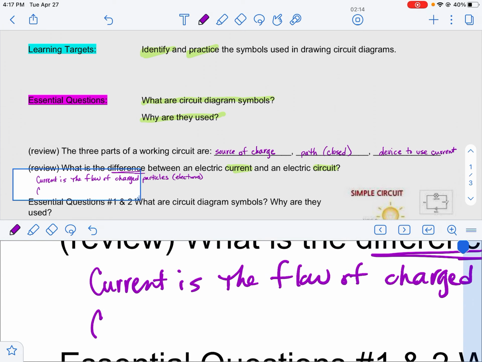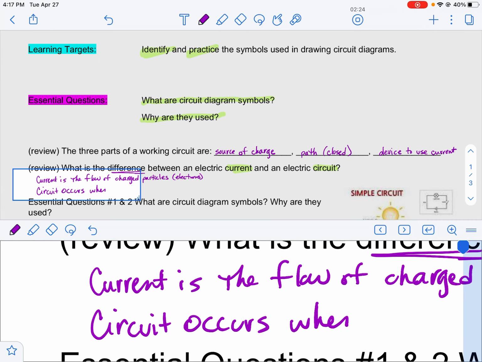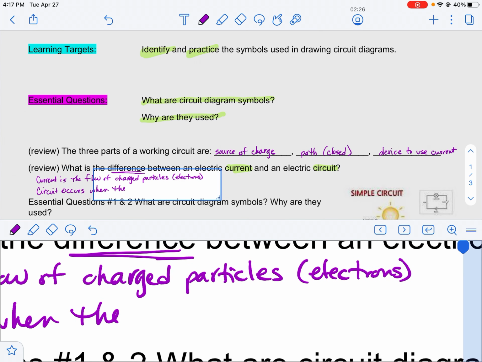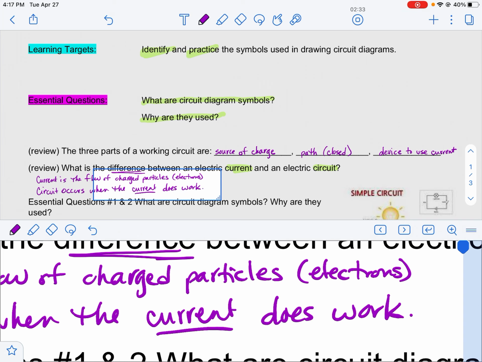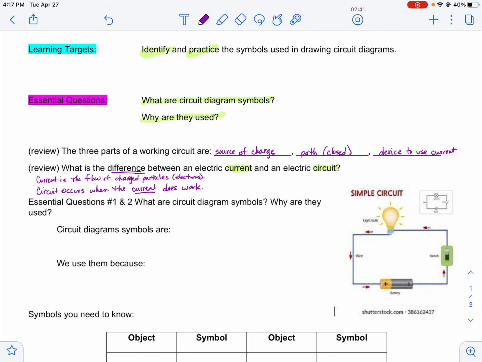whereas an electric circuit occurs when the current does some kind of work for you, right? So you have to have a current in order to have a circuit. You do not have to have a circuit in order to have current, okay? So hopefully that's familiar to you. If not, you might want to go back and listen to those notes again from yesterday or from last time.